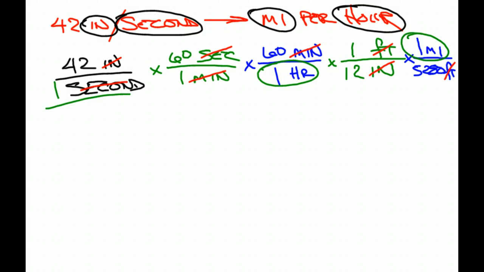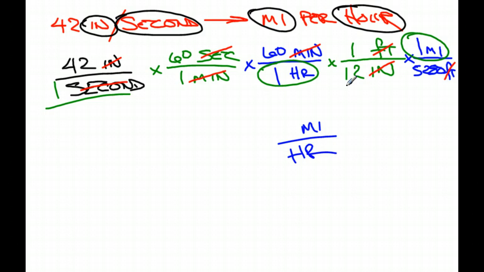Another thing I have to look at when I'm trying to figure out if I'm doing this right is I was going from inches over seconds and I'm ending with miles per hour. If these were switched, I did something wrong. They have to be length, length, time, time, or whatever unit I happen to be dealing with. They can't be flipped over, or I screwed something up somewhere.